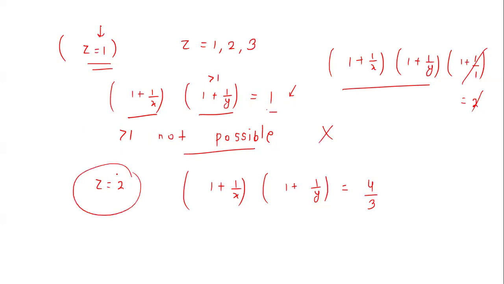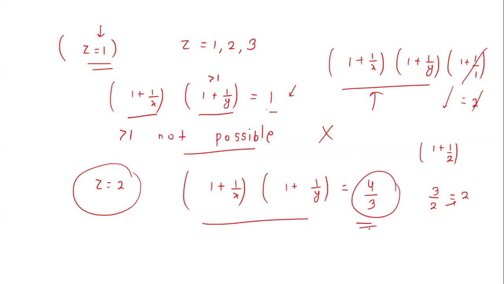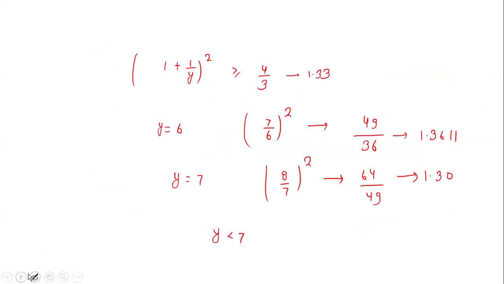So now let's move to z equal to 2. If you put z equal to 2, then this term becomes 1 + 1/2, which is 3/2, and this is equal to 2. So 2 will go here, and it becomes 4/3. So this product, (1 + 1/x) multiplied by (1 + 1/y), is equal to 4/3. Now we have to solve this.